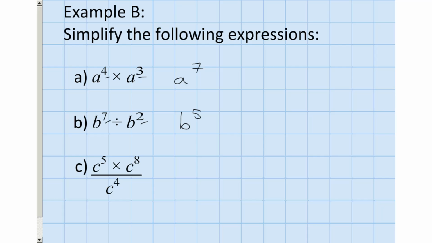Finally, the last one we're going to have to do separately. I'm going to do the top line first. c to the power of 5 times c to the power of 8. Now when we times, we add powers, so this is c to the power of 13. Remember, this line means divide, and we're dividing that by c to the power of 4. This really means c to the power of 13 divided by c to the power of 4, and when we divide, we subtract powers. So 13 take 4 will give us c to the power of 9.